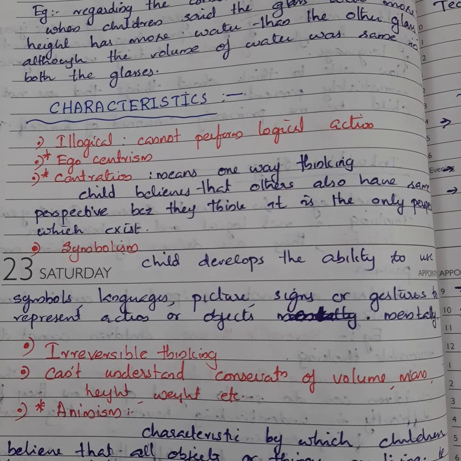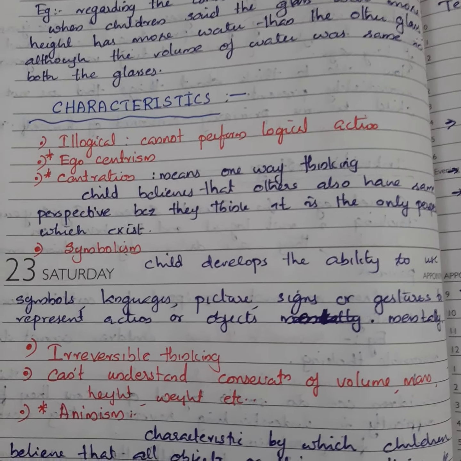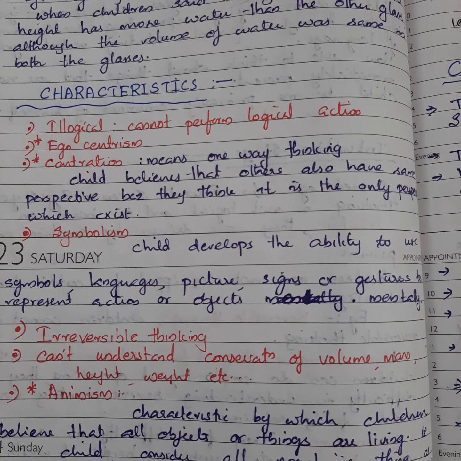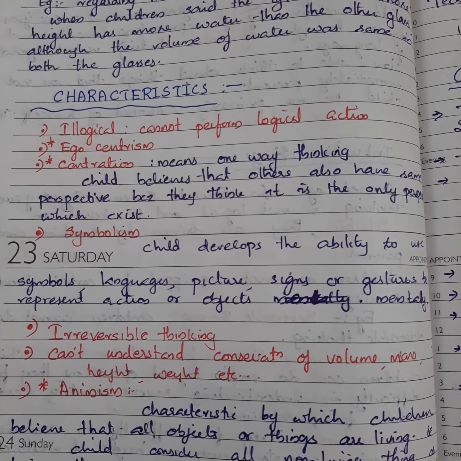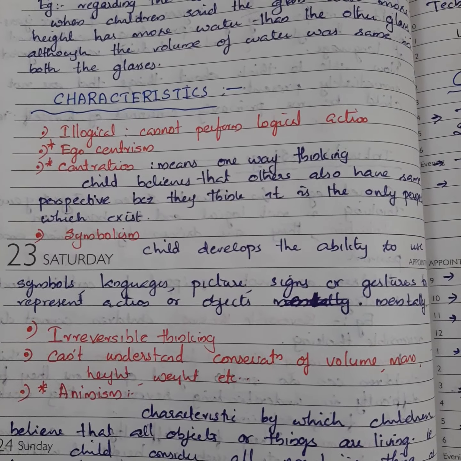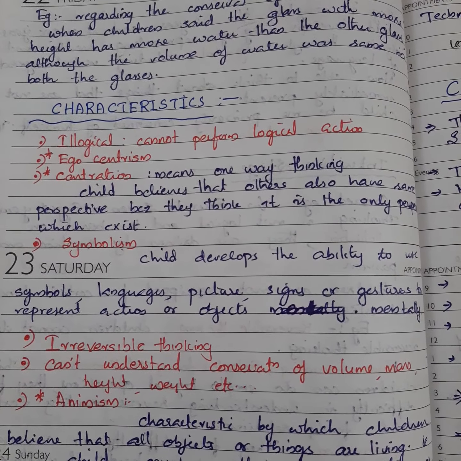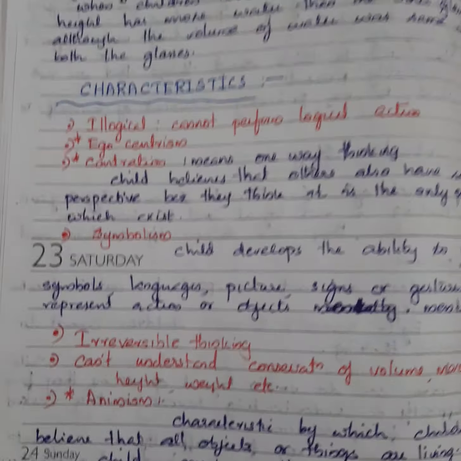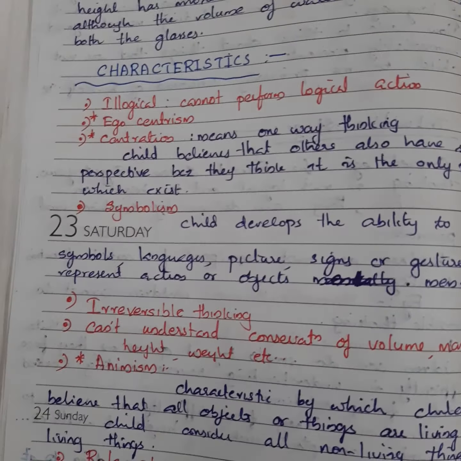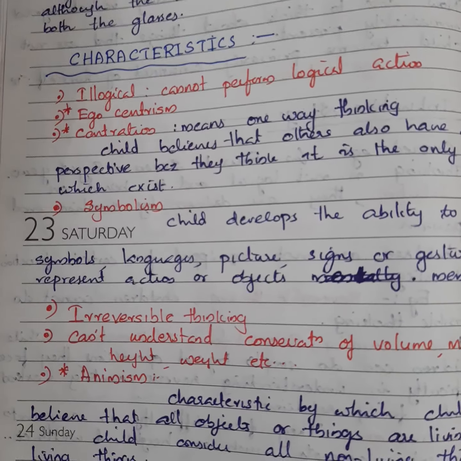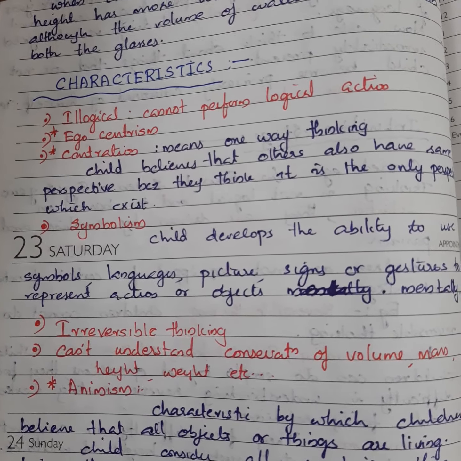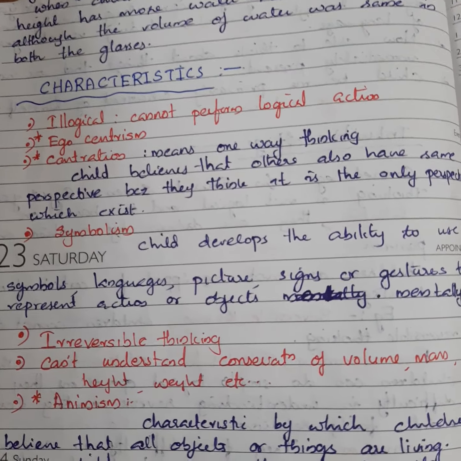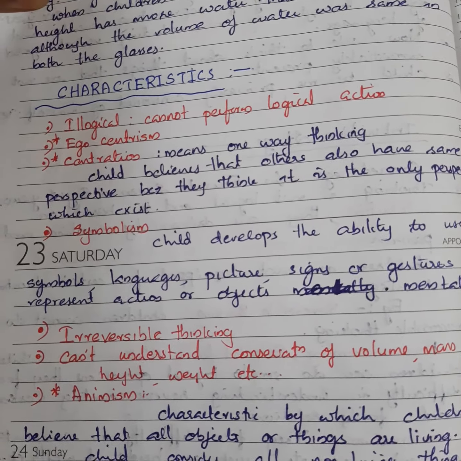Another most important one is centration, which means one way of thinking. Here the child believes that others also have the same perspective because they think it is the only perspective which exists.